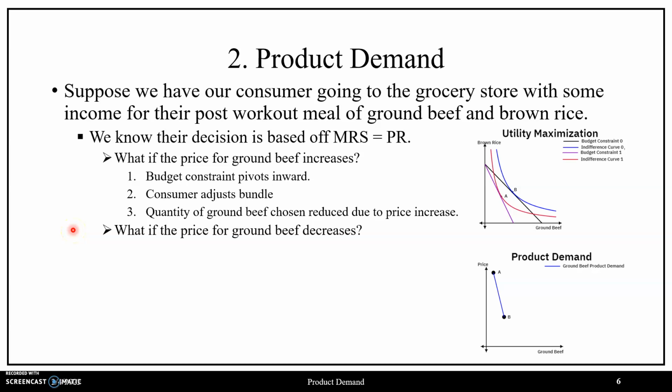Now, let us consider the opposite case. We have our initial bundle, point B, and suppose now that the consumer goes to the grocery store and the price on ground beef has decreased, say due to a sale. Well, what this means in terms of their available choices, if ground beef is on sale, is that they can purchase greater quantities of ground beef than they could before.